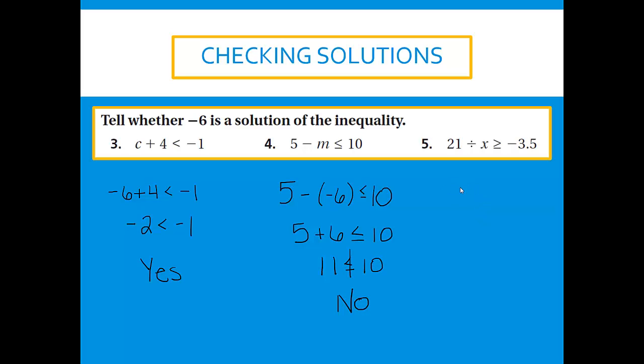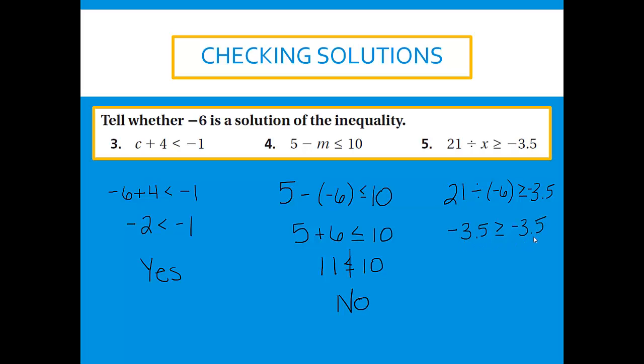And now for number 5, we have 21 divided by x is greater than or equal to negative 3 and 5/10. So we have 21 divided by negative 6 is greater than or equal to negative 3 and 5/10. 21 divided by negative 6 is negative 3 and 5/10. So we have negative 3 and 5/10 is greater than or equal to negative 3 and 5/10.